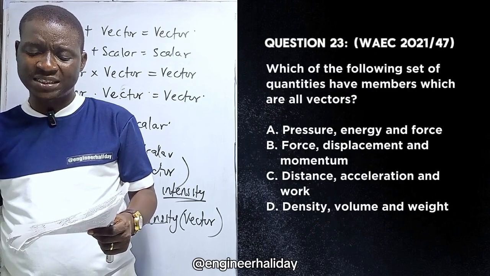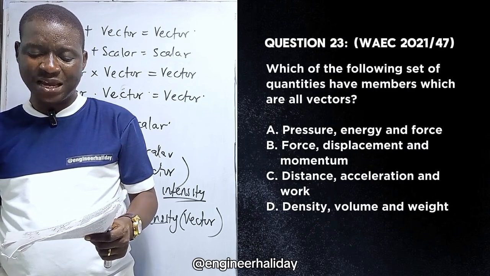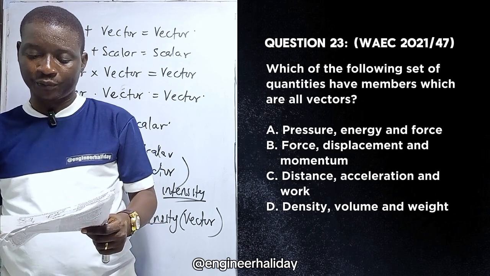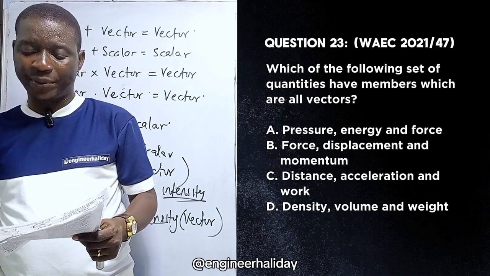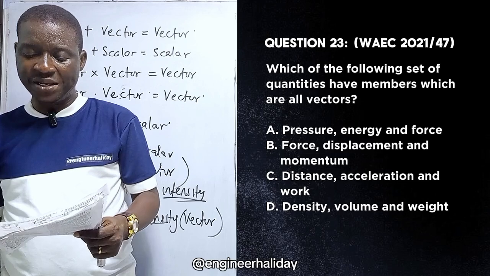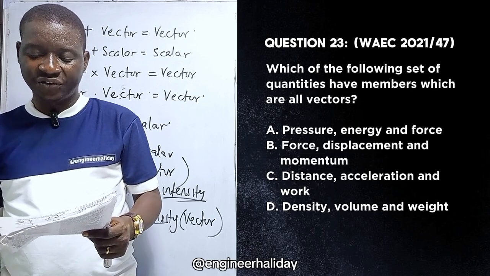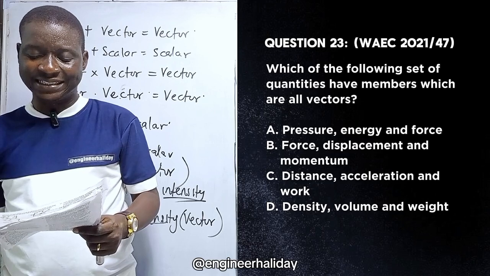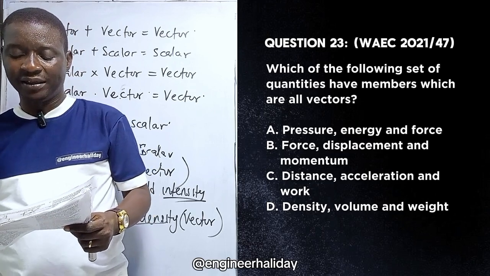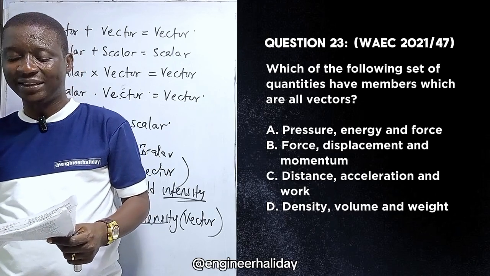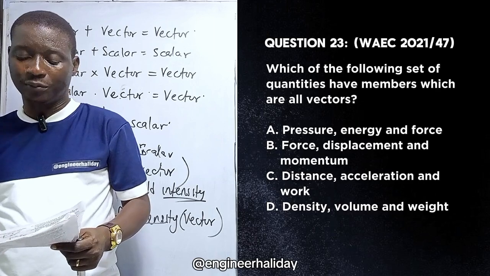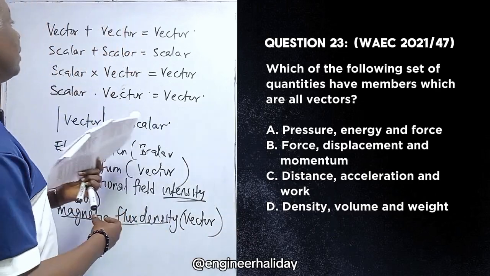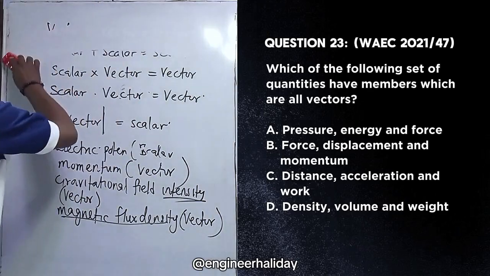The last one, which is 23, I will give it as an assignment. Which of the following sets of quantities are all vectors? A, pressure, energy, and force. B, force, displacement, and momentum. C, distance, acceleration, and work. And D, density, volume, and weight. These are options from 2021, question number 47. Now, I want you to also go and make your research.